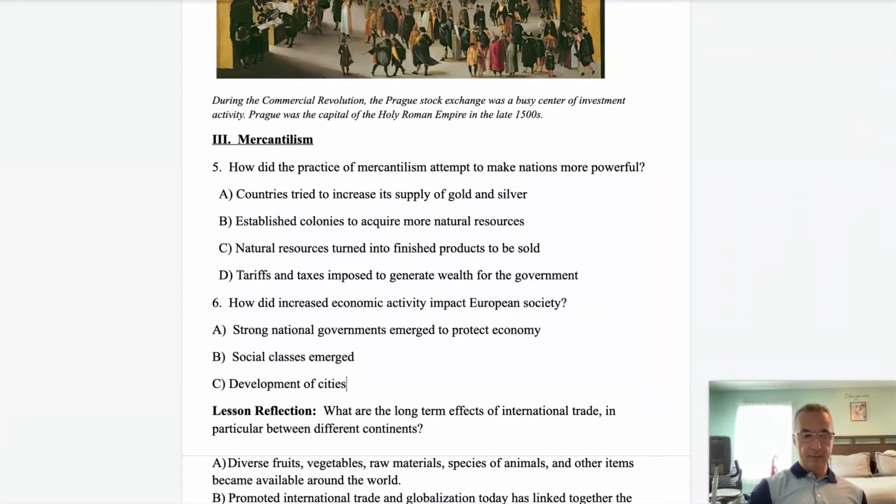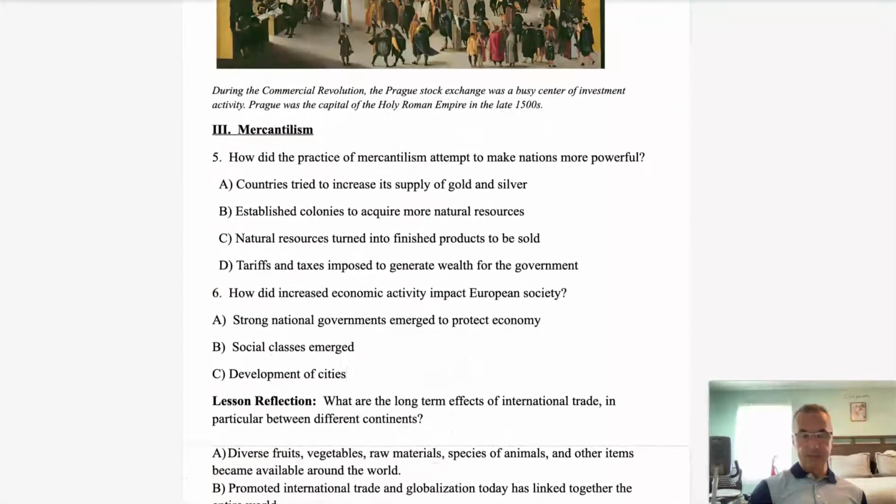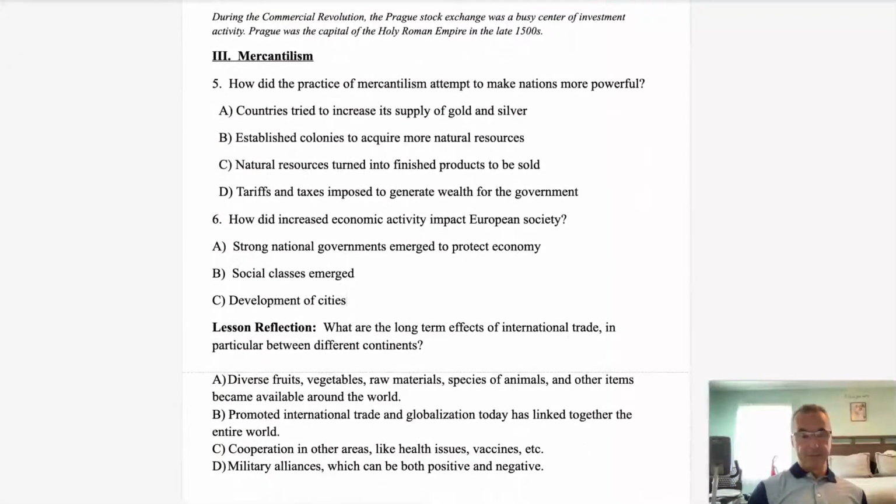Okay, and finally, the lesson reflection. What are the long term effects of international trade, in particular between different continents? A lot of it is diversification. More diverse fruits, vegetables, raw materials, species of animals, and other items became more available around the world. It promoted international trade and globalization, which today has linked together the entire world.